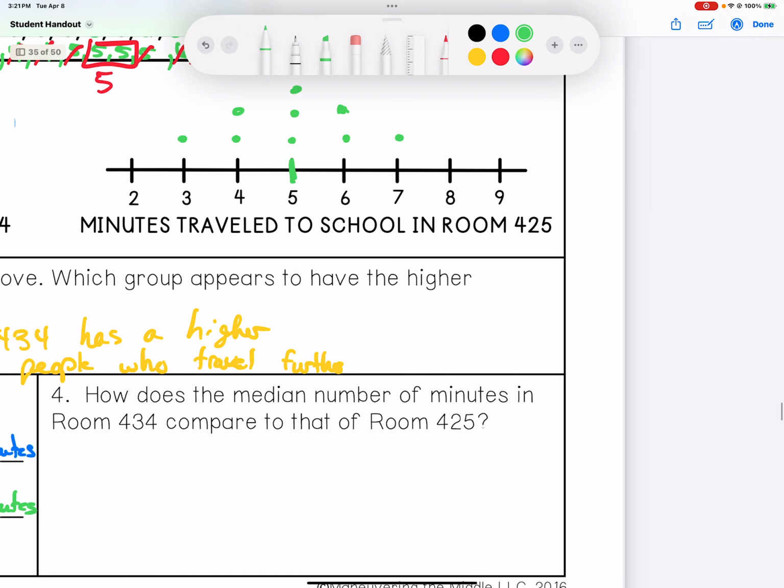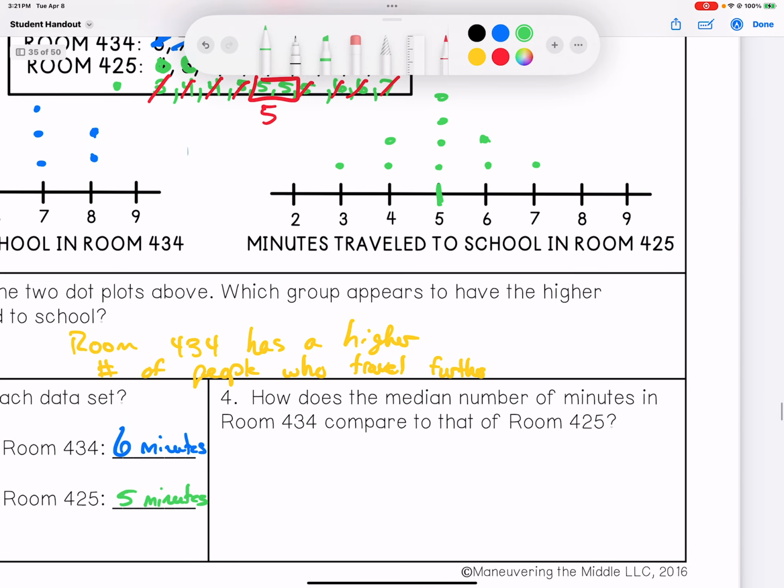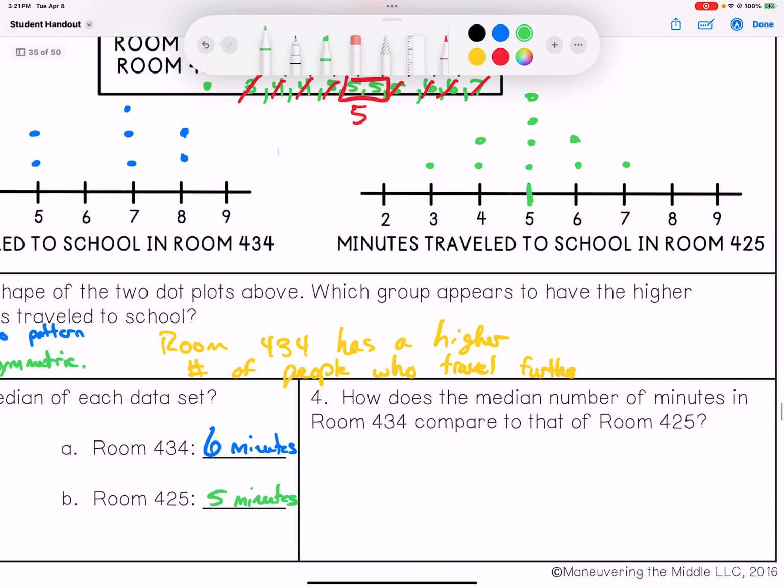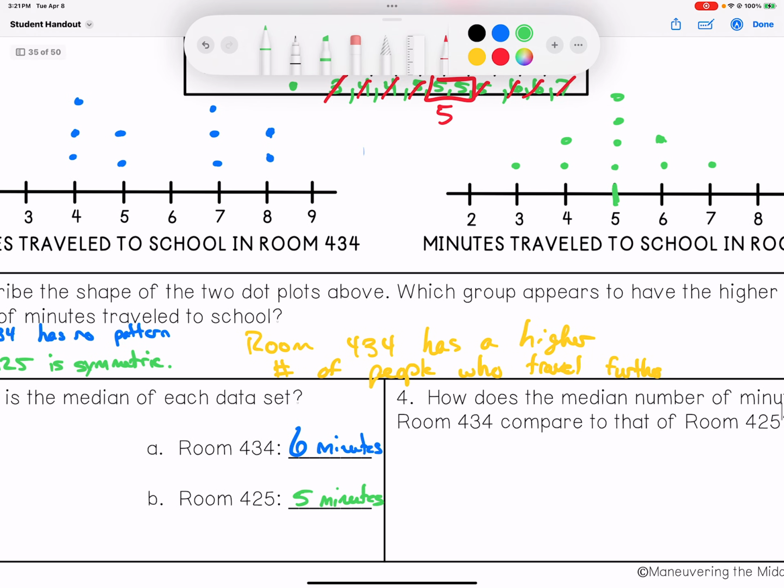So number 4 says, how does the median number of minutes in room 434 compare to 425? Well, according to this, 434 people take on average 1 minute longer. So it takes them longer. We can see that by finding the median, because 6 is more than 5.